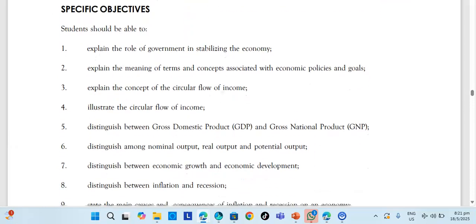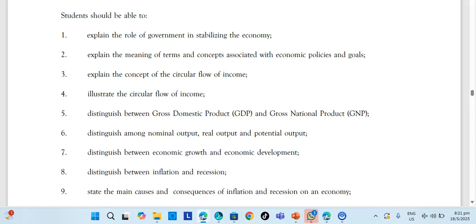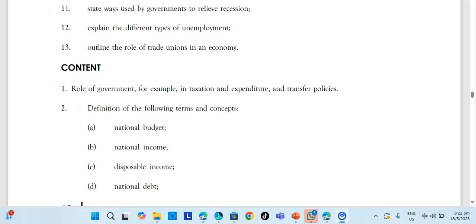Students should be able to explain the role of government in stabilizing the economy. Now we are looking at the role of government in stabilizing the economy, and we're going to look at how the government helps to stabilize the economy through taxation. What it means is that the government collects taxes from individuals and businesses to fund public services, control consumer and business spending. Now, how does that stabilize the economy?